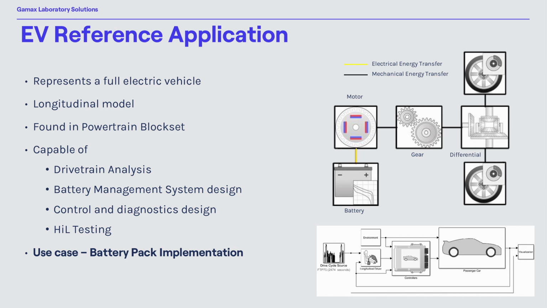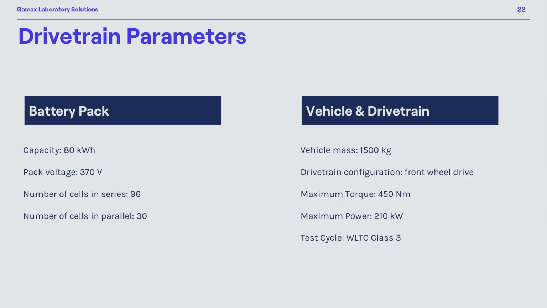So what we will do is we will use this model to implement our battery pack into the system, and we will replace the original battery with the battery that we have designed previously. As for the drivetrain and the battery parameters, we will use the battery pack that we designed previously. So we will have a capacity of 80 kilowatt hours. The pack voltage is around 400 volts. And the number of cells in series is 96, and the number of cells in parallel is 30.